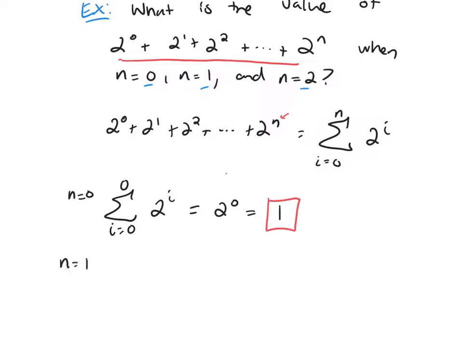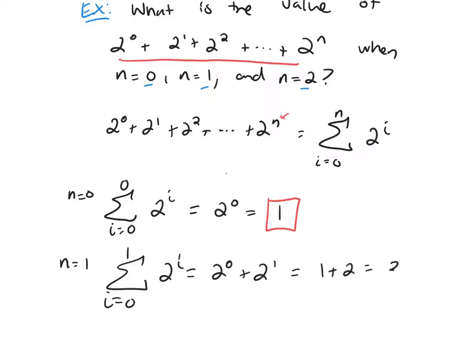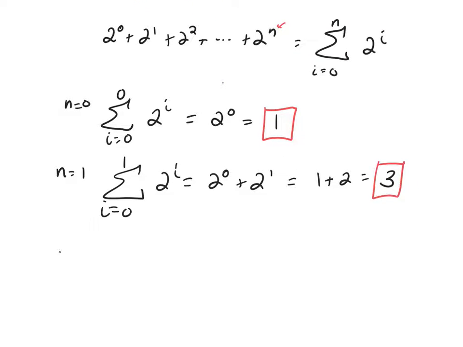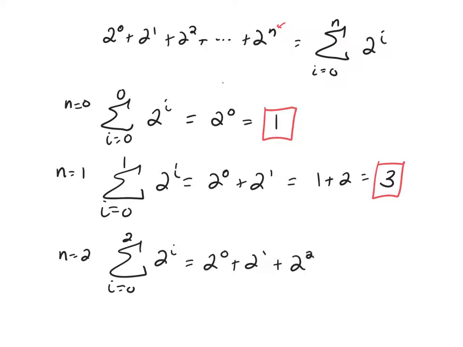If n is 1, summation from i equals 0 to 1. So here I'm adding 2 to the 0 and 2 to the first, and getting 3. And lastly, it asked for what happens when n equals 2. i equals 0 to 2. So 2 to the 0, 2 to the first, 2 squared, or 7, if I add all those together.